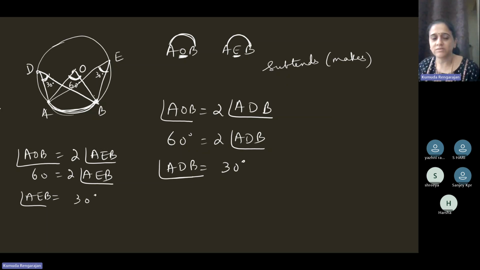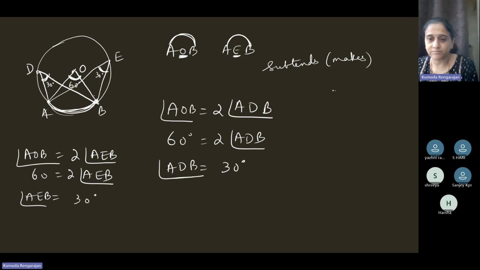So the first one is: the angle made by an arc at the center is double the angle made by the same arc at a point on the remaining part of the circle. I'll tell you what remaining part of the circle is. That's what we just saw. The other one is: angles in the same segment of a circle are equal. Angles in the same segment of the circle are equal.